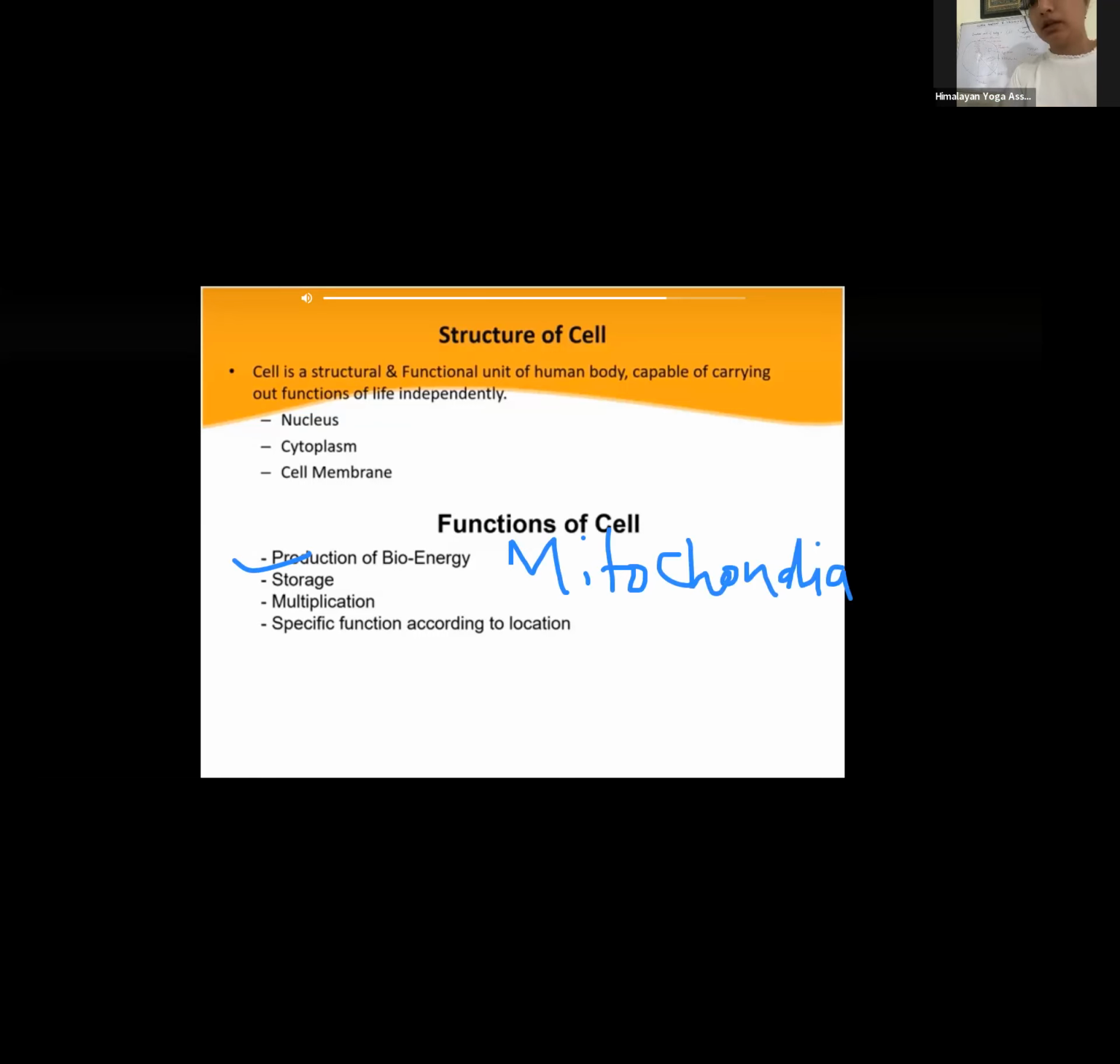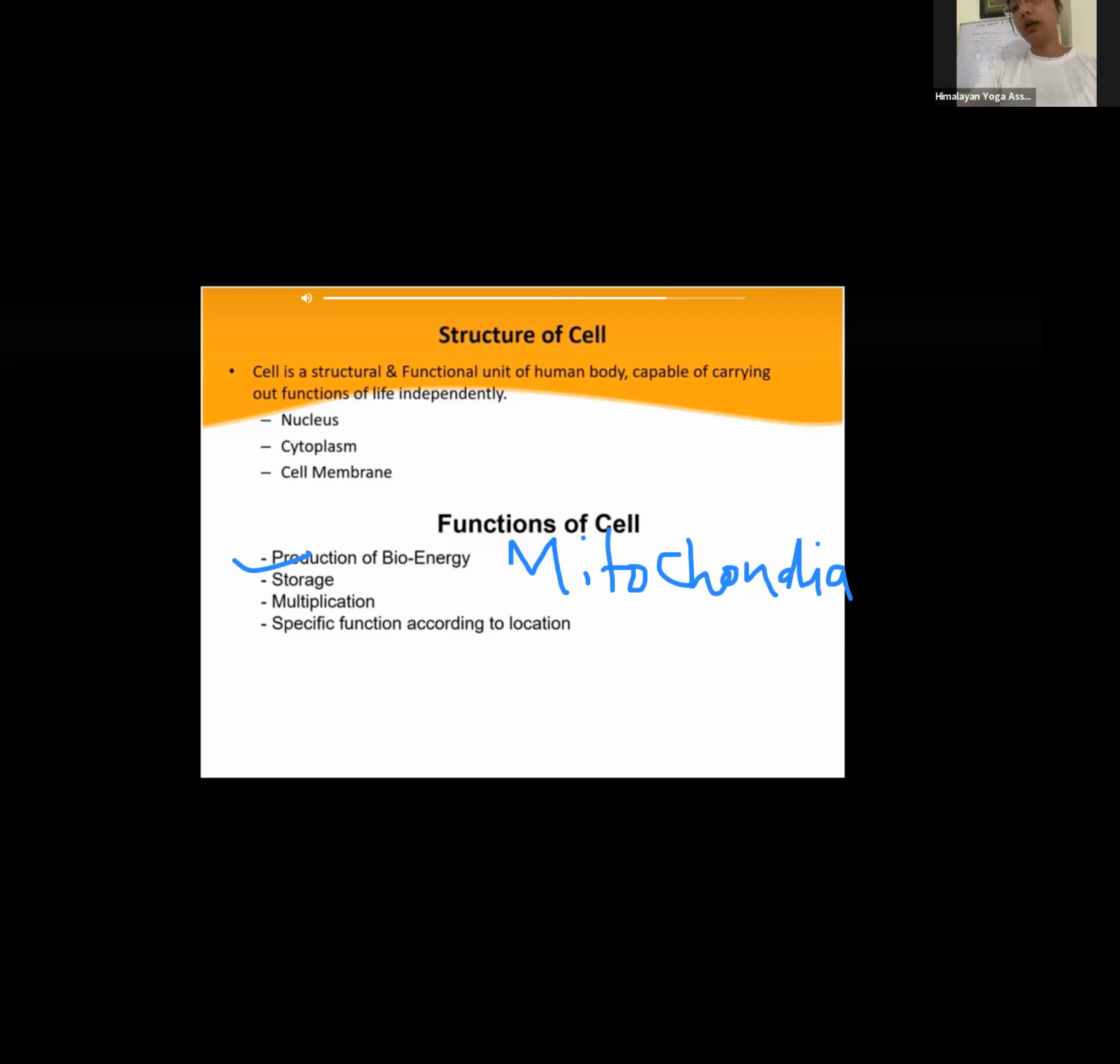Yes. Then storage. When the blood travels throughout the body, it is storing water, nutrients, oxygen, carbon dioxide. All these are stored in cells, in blood cells. So the function of a cell is storage. Then multiplication. I told you that mitosis and meiosis, they just divide into two and form two new cells.